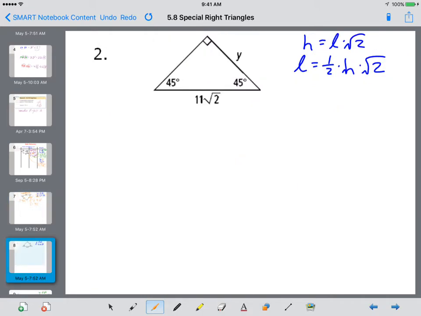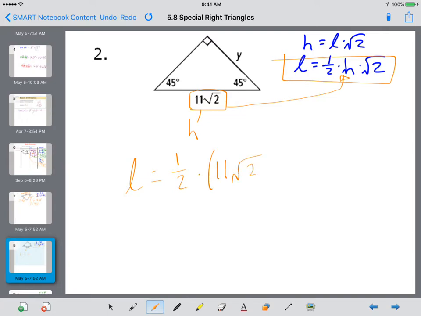Example 2. We are given the hypotenuse of 11 square root of 2. This represents h. Therefore, I'm going to plug it in so I can find the leg. So the leg equals 1/2. The hypotenuse is 11 square root of 2. That's the whole hypotenuse times the square root of 2. Now, if I simplify this, I can get rid of the parentheses.